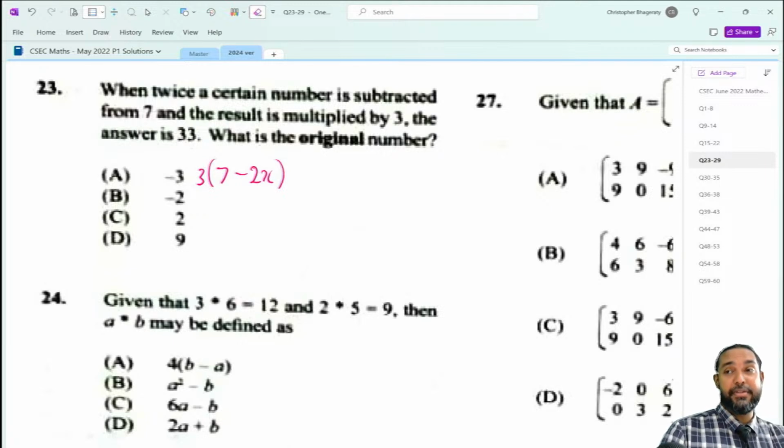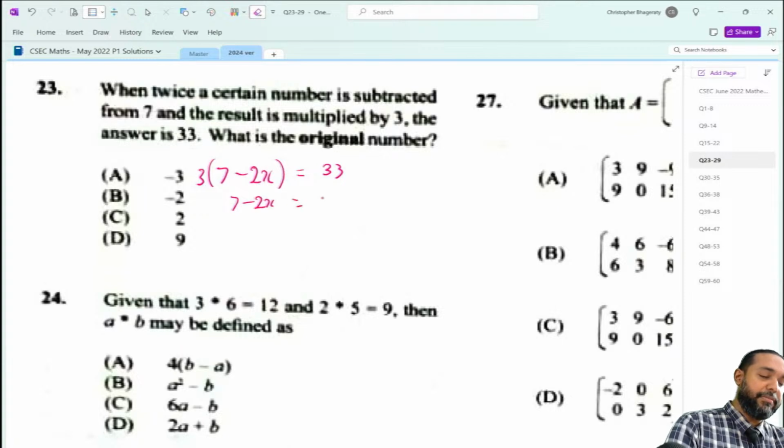So it's not 2x minus 7. If you did 2x minus 7, that's not correct. So the answer is 33. Let's do this. If we divide by 3 on both sides to clear out the coefficient, we'll get that 7 minus 2x is equal to 11. Let's swap out these two here. We'll get 7 minus 11 is equal to 2x, which implies that you have minus 4 is equal to 2x, which means that if you divide minus 4 by 2, you get x, which is actually minus 2.